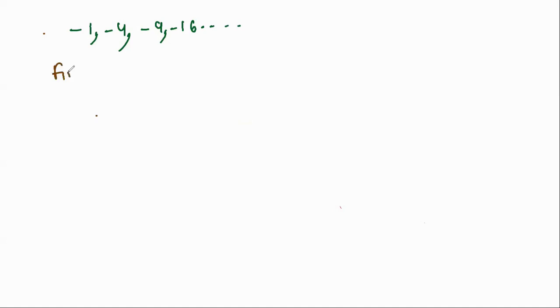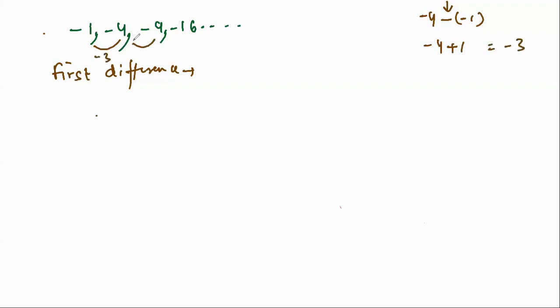So the first step is to find the first difference, right? What is the first difference? Second term minus first term. So -4 minus -1. This is the negative sign of the formula. When I open the parenthesis, it will be +1, so it gives you -3. Then for the next two terms, -9 minus -4, -9 plus 4, which gives you -5. Then you will get -7. So the first difference is coming like this.